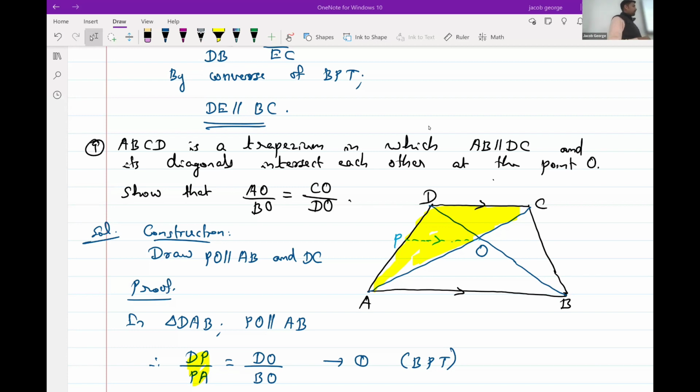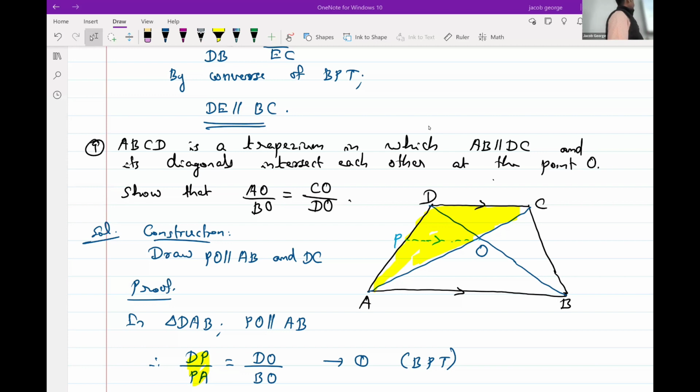For a BPT type proof, there is a construction. What is that construction? Draw PO parallel to AB. When it is parallel to AB, it will be parallel to DC also, because AB and DC are already parallel. So please note down the construction: draw PO parallel to AB and DC. Did you write this one?